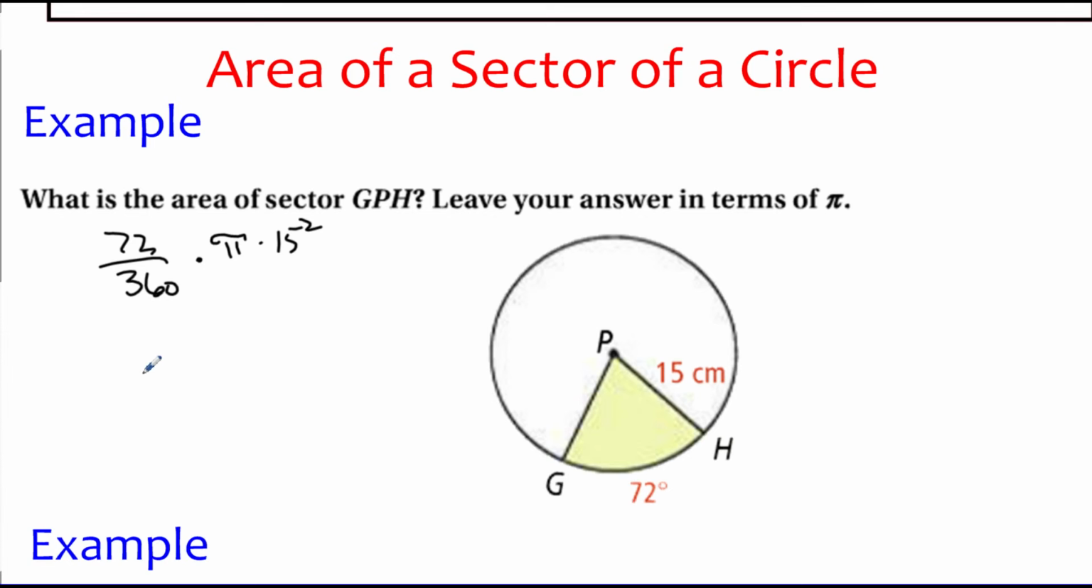72 out of 360 reduces nicely. It's 2/10 or 1/5. So this is really 1/5 times 225 when I multiply 15 times 15, 225 pi. It says leave your answers in terms of pi, so we're going to do just that. 225 divided by 5 is equal to 45. So I'm claiming that the area inside here is 45 pi. I'm going to use area units because this is measuring the inside, so we would say centimeters squared.